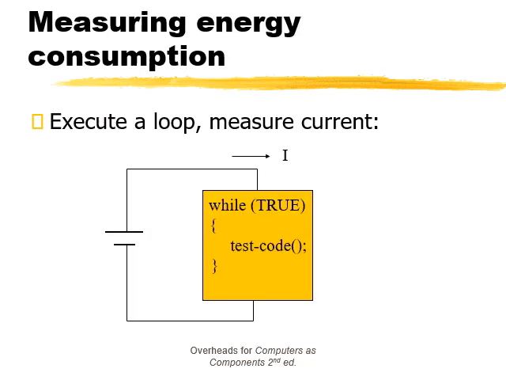So this slide basically shows how we can measure the energy consumption. Let's execute a loop. Here we have a while true, which means the condition is true, and then we have some body of the loop. What we are doing is just measuring the current. By doing so we can measure the energy consumption of this loop. Let's say we have input volts and the current flowing is I, so we can ultimately measure the power, and from there we can also measure the energy.